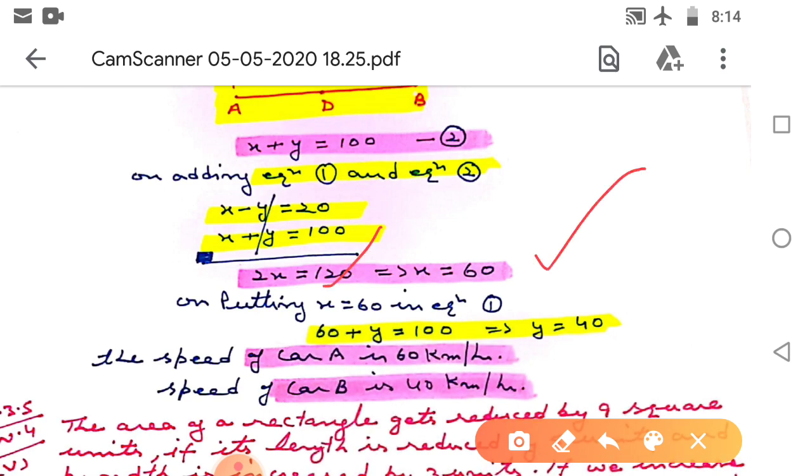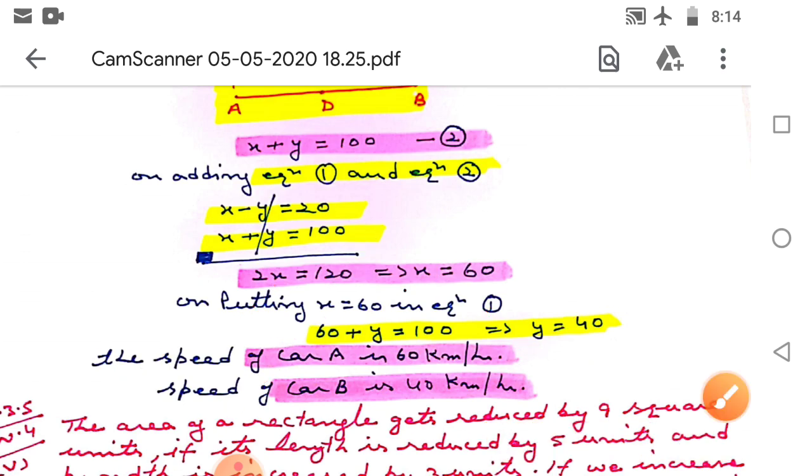After putting the value of x in equation 1, we get 60 plus y is equal to 100, and y is equal to 40. So the speed of car A is 60 km per hour and the speed of car B is 40 km per hour.